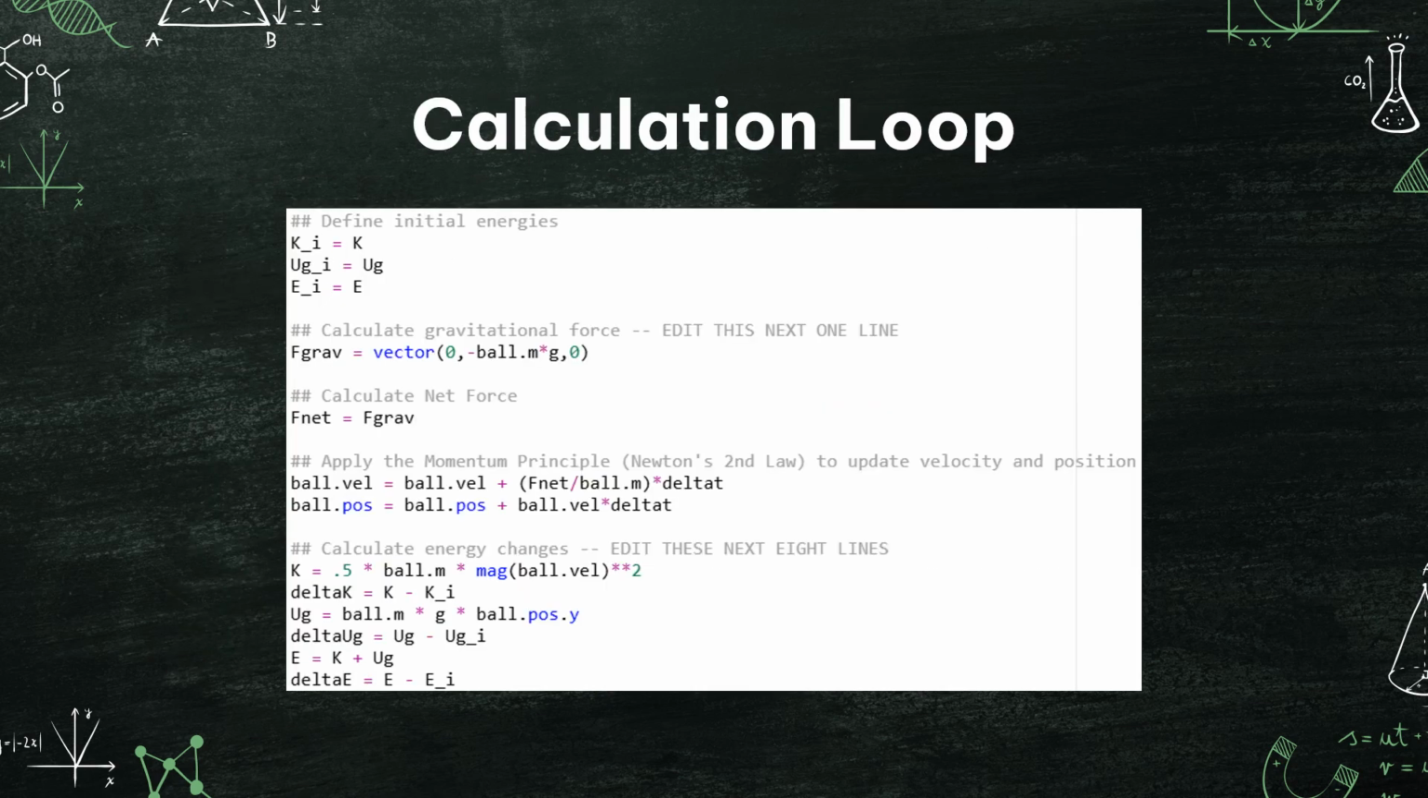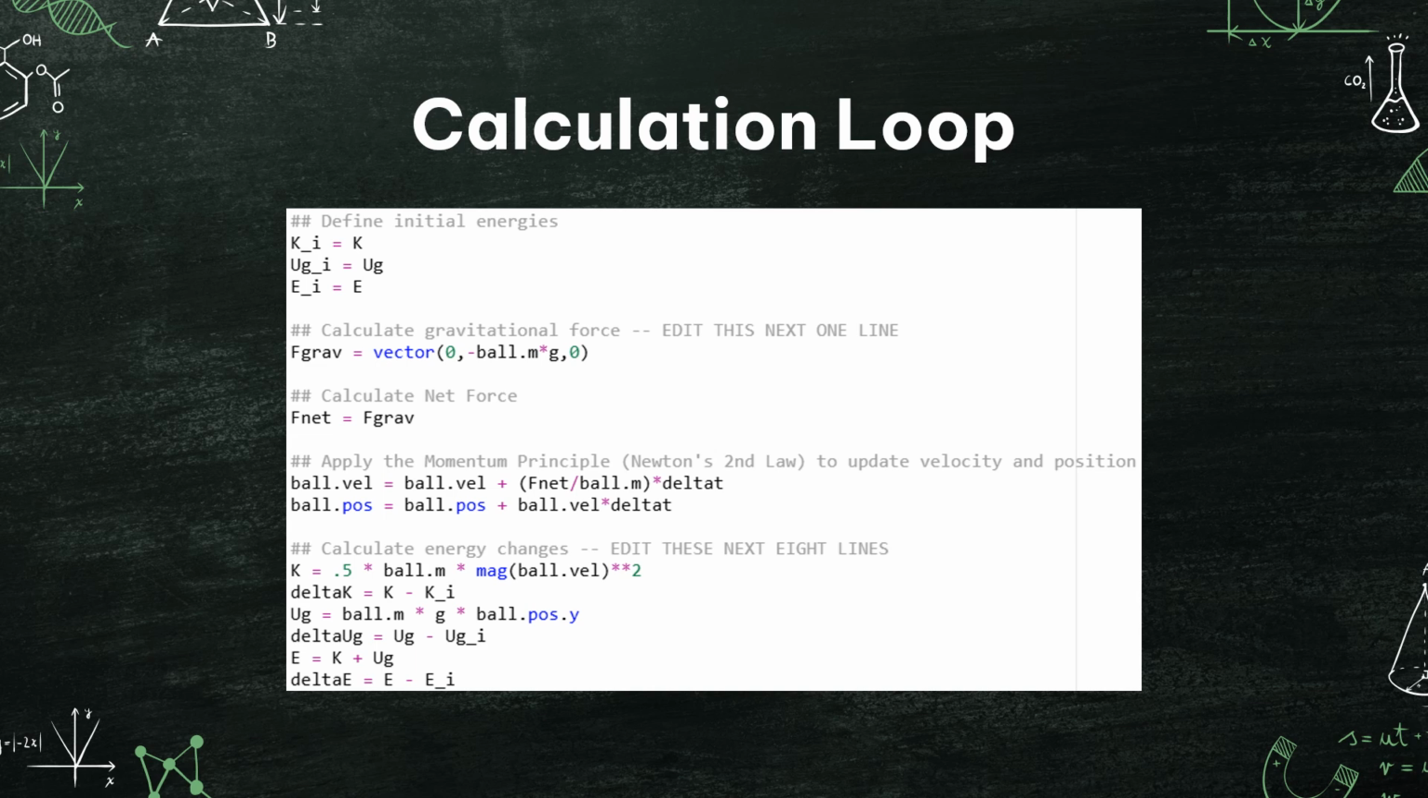Now I will be going through my calculation loop, which starts with, again, defining initial energies, and then I found the gravitational force, and then the net force, which is simply equal to the gravitational force, as this is the only force being applied in this situation. And then I applied the momentum principle, which is the velocity update formula, and using this velocity I applied the position update formula to move the ball as it falls, just because it's a ball and the model is actually referring to the chicken jockey.